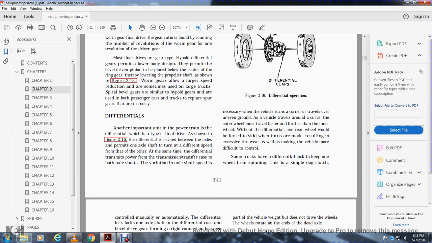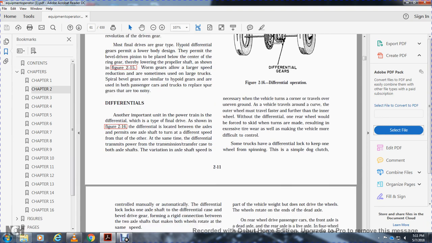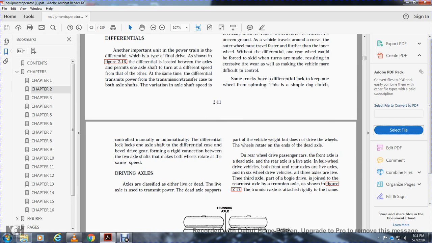Some trucks have the differential lock to keep the one front wheel from spinning with the simple dog clutch. Control manual, automatically differential locks on one of the axle shafts. The differential case locks the double gear, forming the rigid connection between the two axle shafts, making both wheels rotate at the same speed.